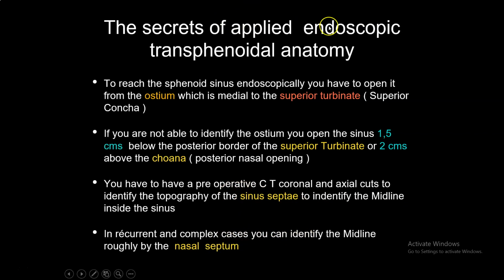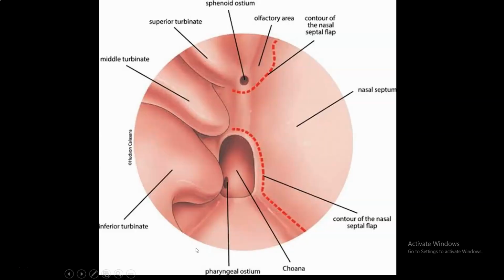So these are the first secrets: how to reach the ostium, and how, if you don't find the ostium or you are not sure this is the ostium, to open the sphenoid face, how to open the anterior wall of the sphenoid, 2 ways. And also one of the secrets: you have to do a preoperative CT, as we said, coronal or axial cuts, to identify the septa inside the sinus. And in complex cases, you have to make use of the nasal septum to identify the midline.